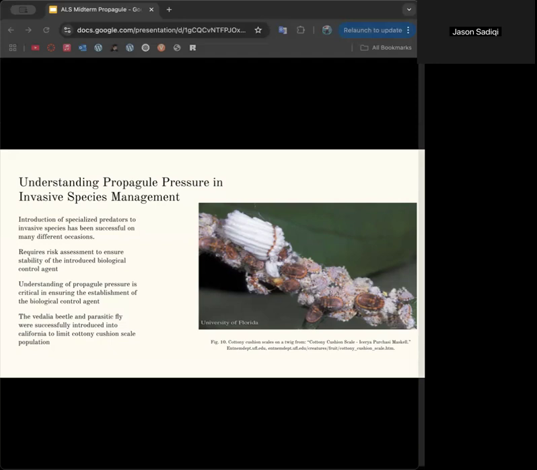Another example of the use of propagule pressure in successful invasive species management is with the control of the cottony cushion scale, as seen in this image, which was a type of invasive scale that was outcompeting native species and ruining agriculture in California. Researchers were successfully able to introduce both the Vedalia beetle and a parasitic fly, which were both direct predators of the cottony cushion scale, and they successfully stopped the population growth.